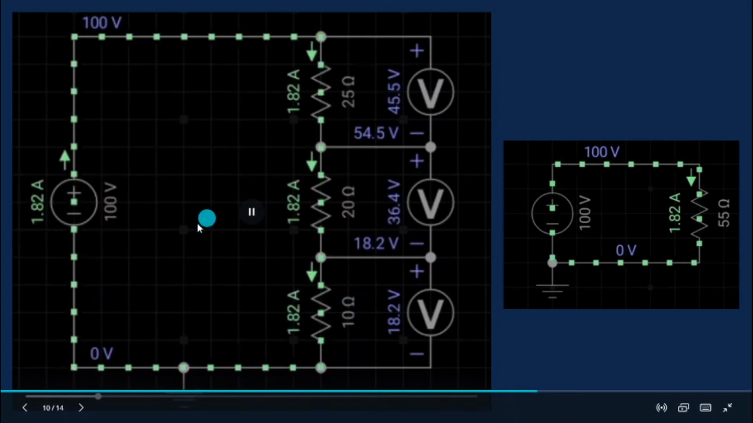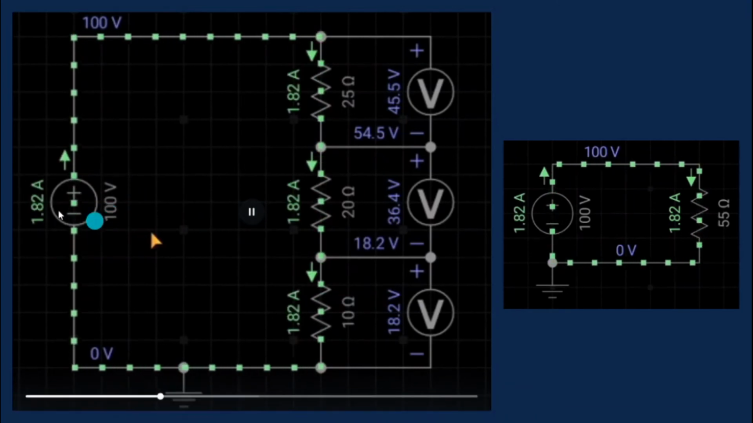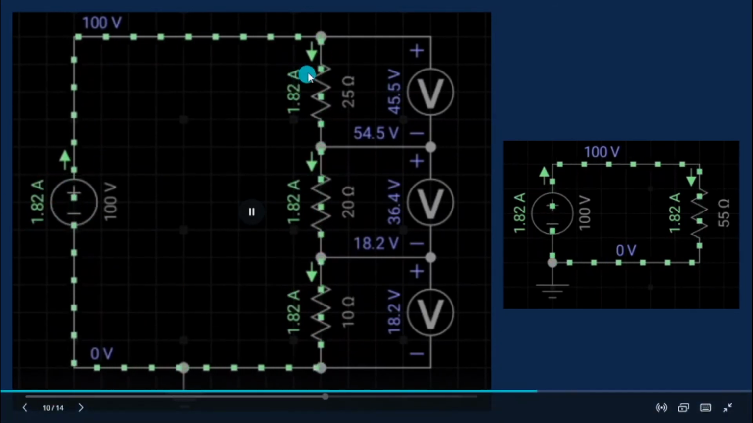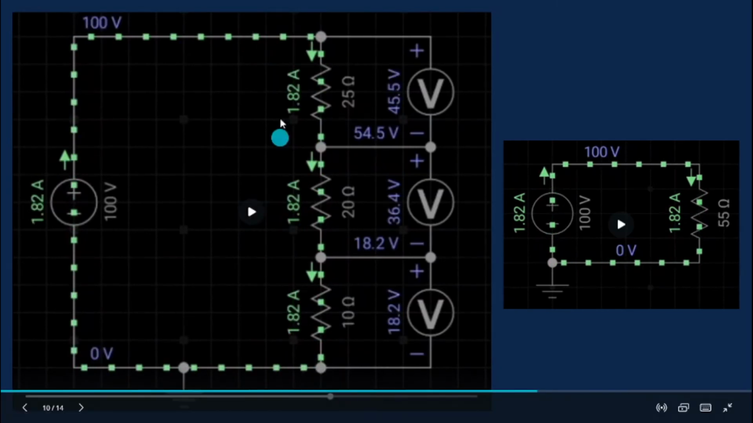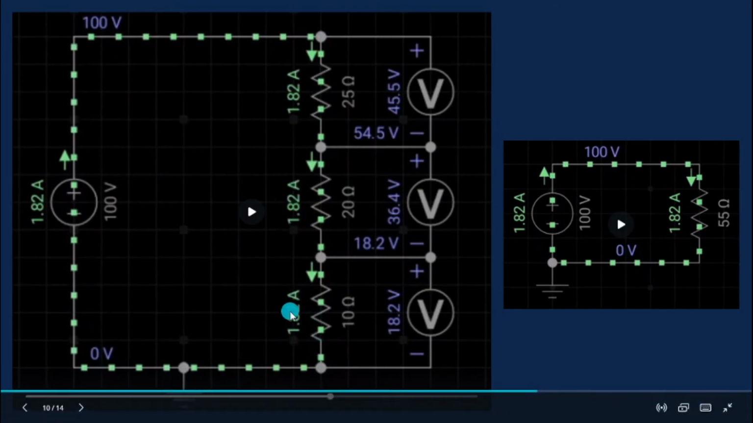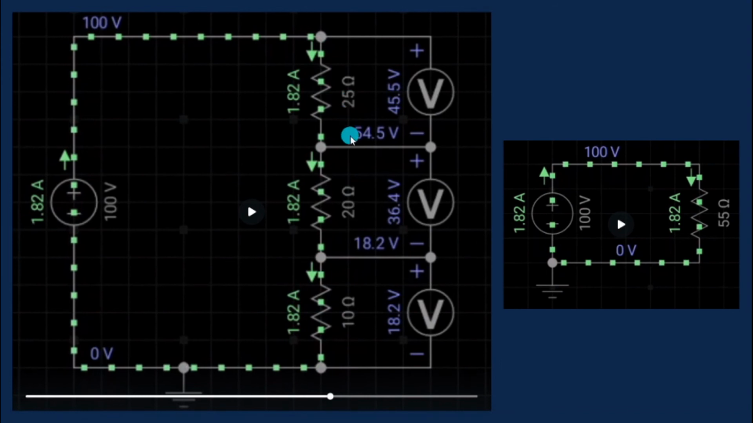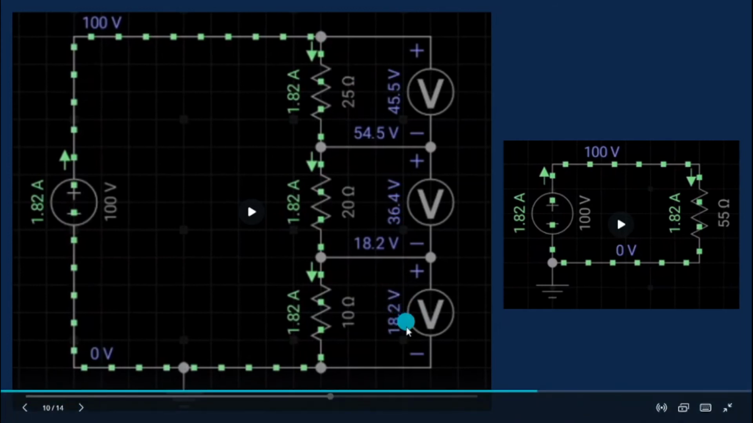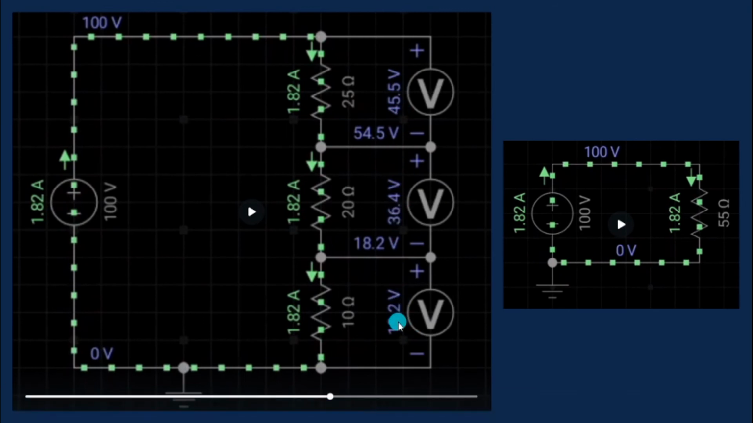You can see we have here 100 volts and the total current is 1.80 amperes. Same current will flow all throughout, a constant current: 1.82 amperes all throughout. Now for the voltage drops, notice that these are 45.5, 36.4, and 18.2. If we add the voltage drops using KVL, V1 plus V2 plus V3, this will actually total to 100 volts.